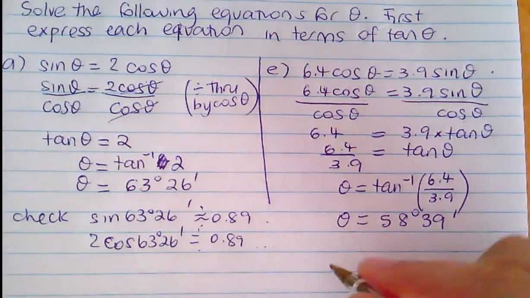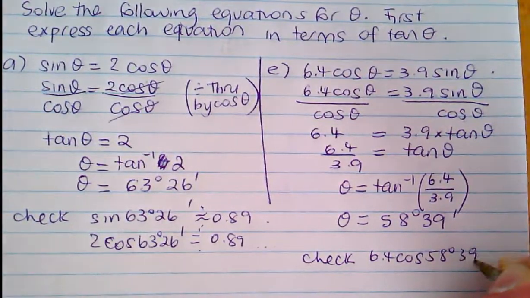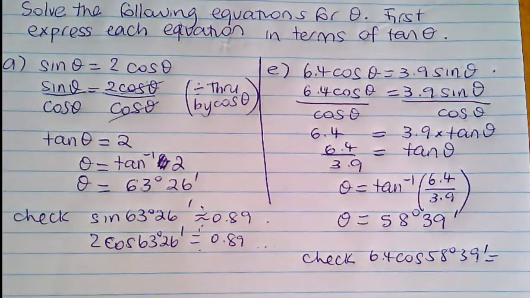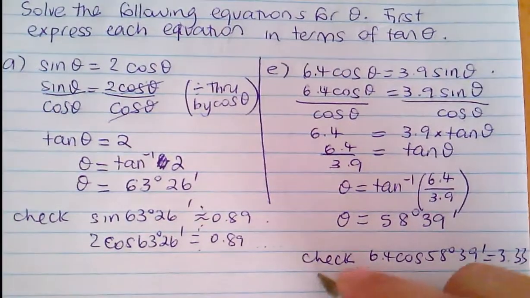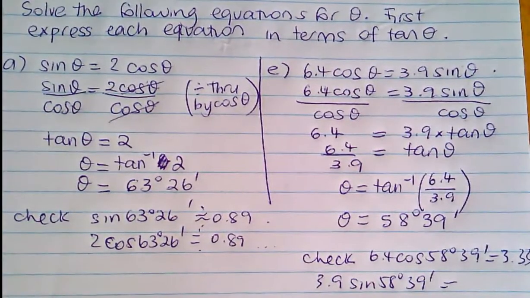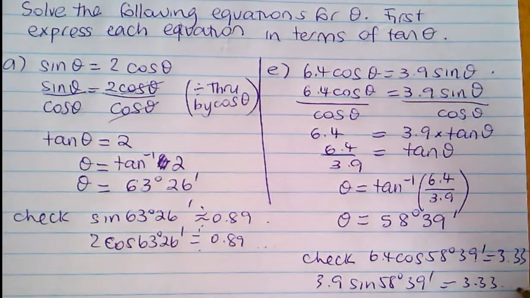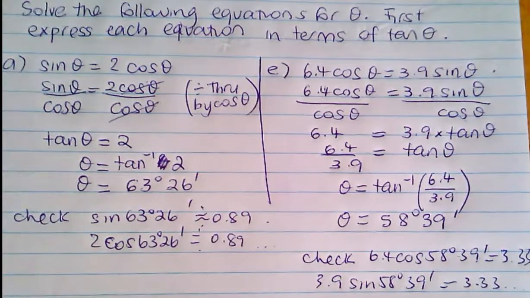If you want, you can check your answer. 6.4 times cos of 58 degrees, 39 minutes, I get approximately 3.33-ish, roughly. And if I check the other side, 3.9 times sine 58 degrees, 39 minutes, I get approximately 3.33 as well. All right, slightly different, but both approximately the same. Remember, these are rounded off answers. So that one looks fine as well.